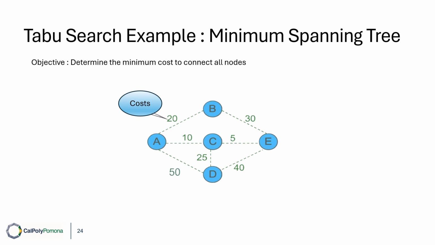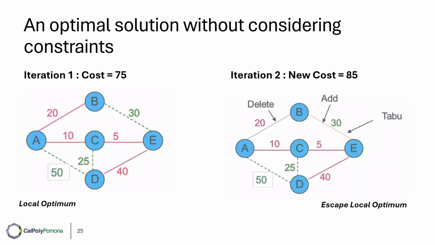This is how tabu search works in a minimum spanning tree. The algorithm starts by generating an initial spanning tree that connects all nodes with the maximum cost. After that, in iteration 1, the cost is calculated as 75, and it represents a local optimum because constraints may not yet be satisfied or explored.